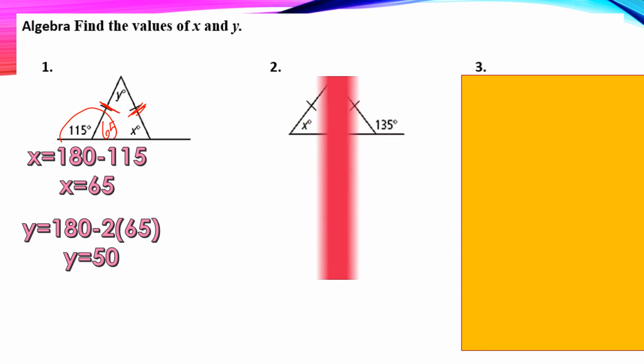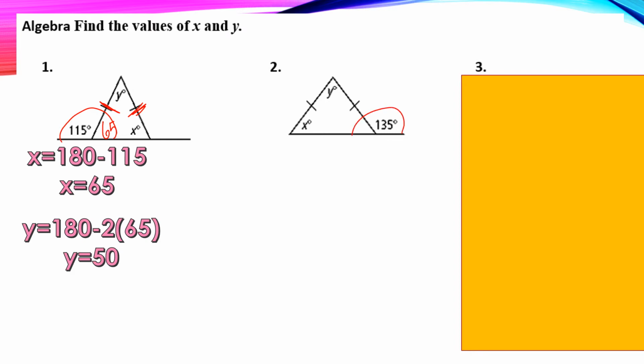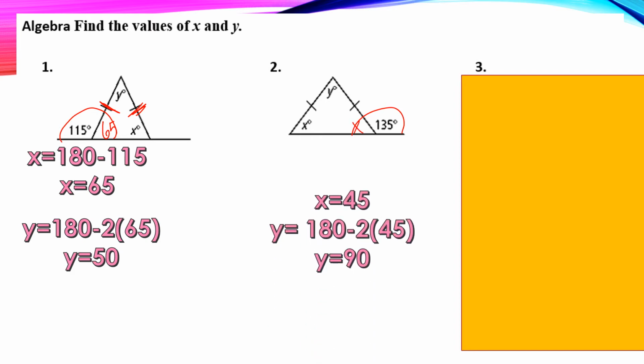For number two, so you have this. We're going to set it up the same way. We know this whole thing equals 180, and if my little missing piece, these are both x's, so x would be 45. And then y, I would need to add up my angles to get to 180. So 180 minus 2 times 45 would mean y equals 90.